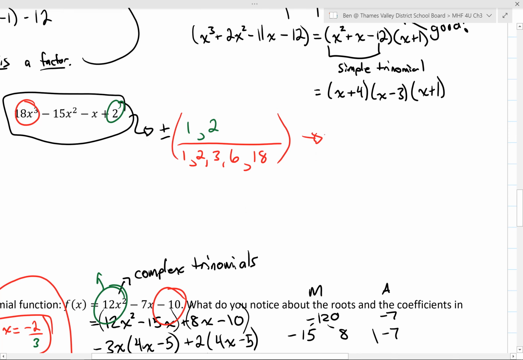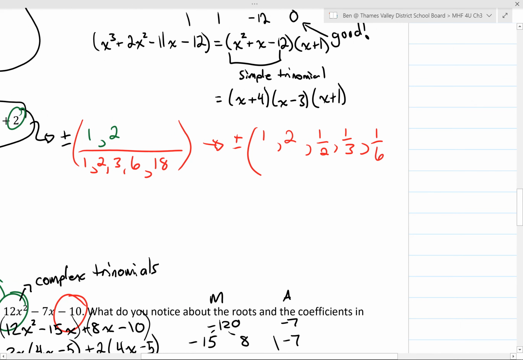concise way of writing. If I list them all out, then it's plus or minus 1 over 1, 2 over 1, 1 over 2, 2 over 2, which is equal to 1 over 1, so there's no need to write that one there. 1 over 3, 1 over 6, 1 over 18, 2 over 3, 2 over 6, well, that's equal to 1 over 3, so there's no need to write that one down. 2 over 18, that's equal to 1 over 6, there's no need to write that one down. So here are my possible factors.